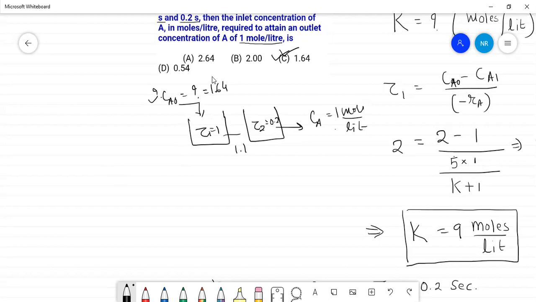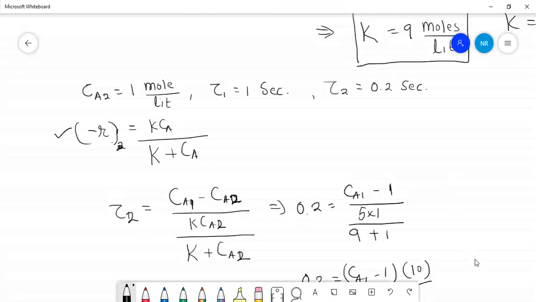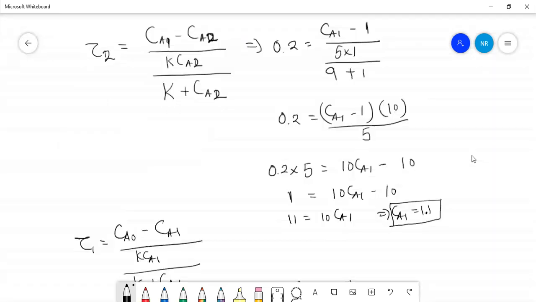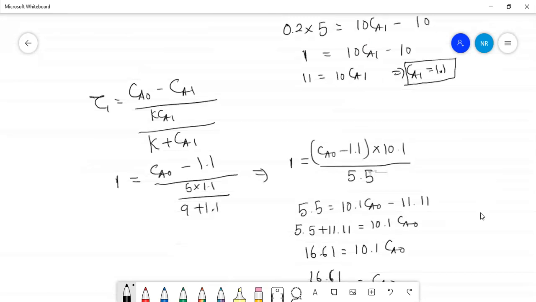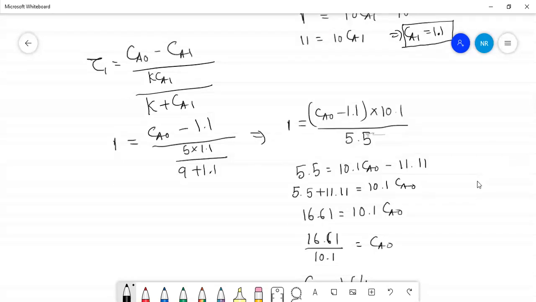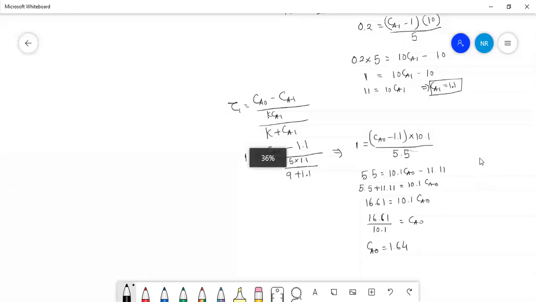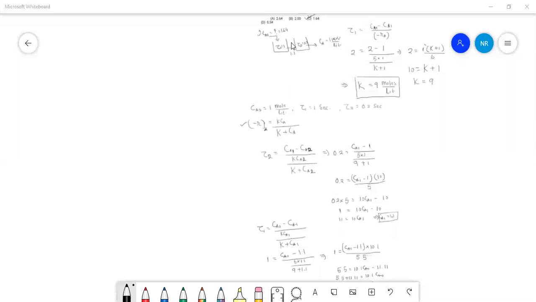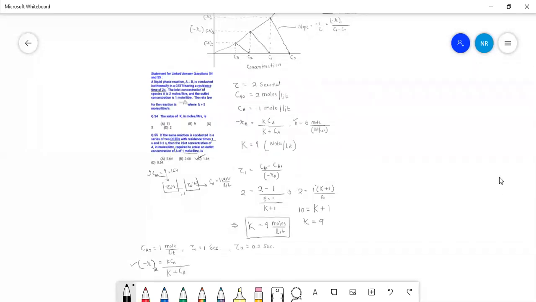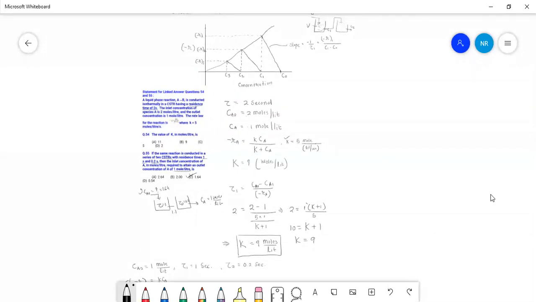So in this way we can calculate the concentration using the equation tau1 is equal to (CA0 minus CA1) divided by the rate equation. If you don't understand anything, just write it down in the chat box and let me check the comments from your side. So students, this is the example of two unequal sized CSTRs in series, and this is the procedure for how we can calculate this.